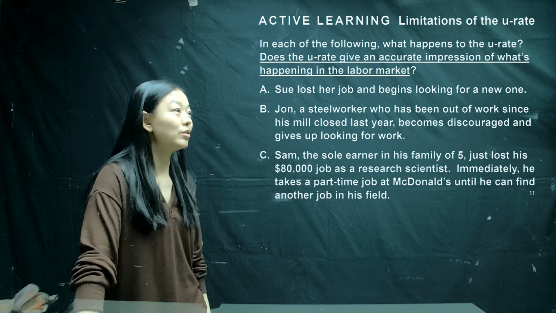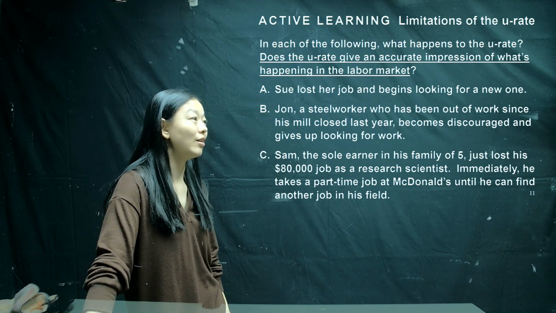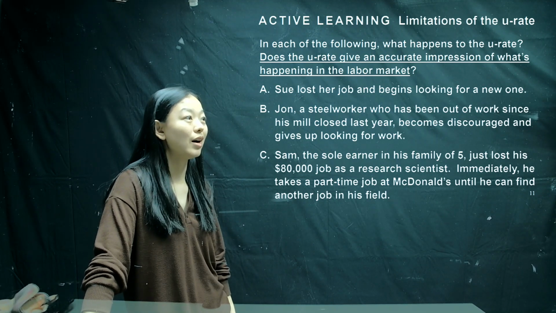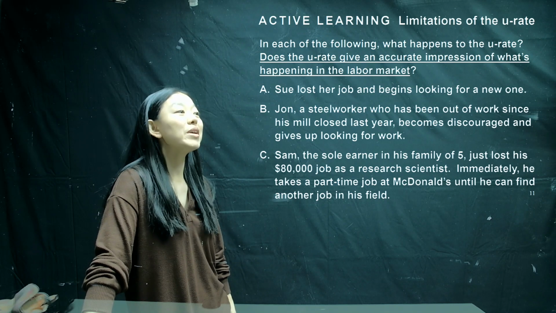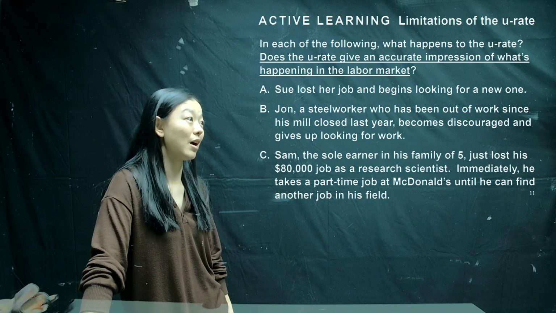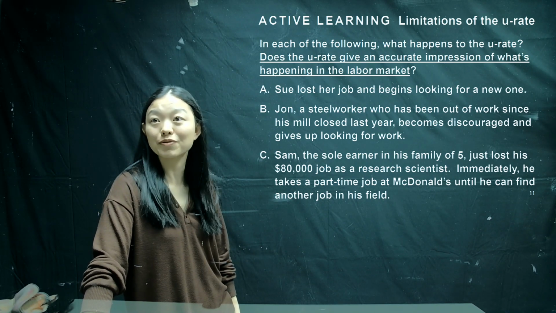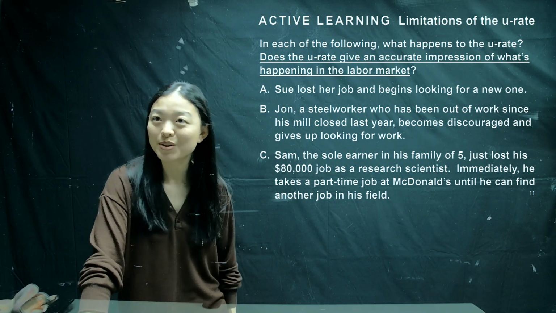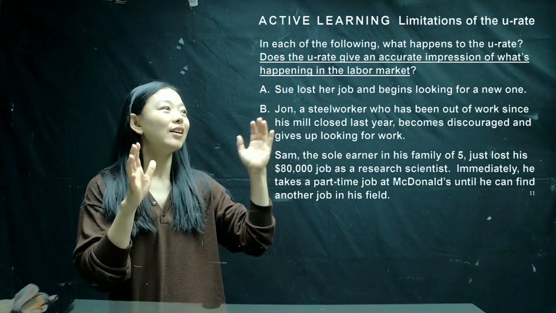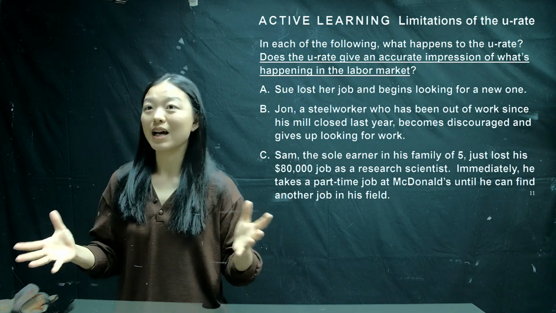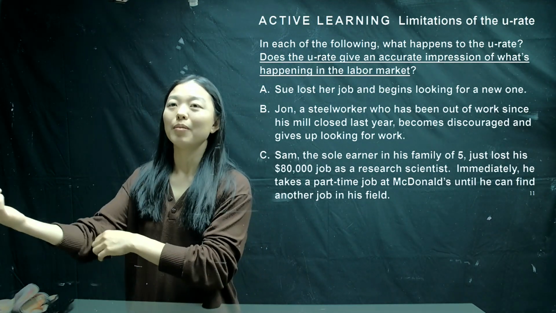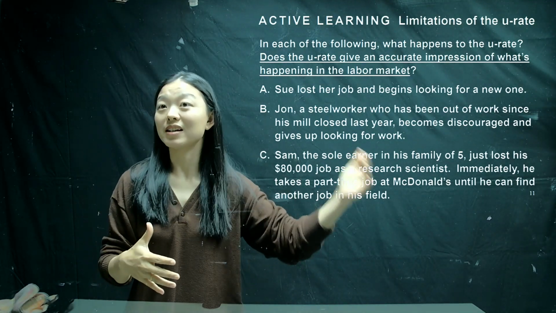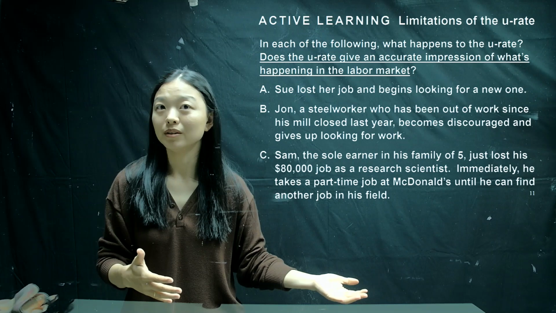Sam is the sole earner in his family of five. He just lost a job of $80,000 as a research scientist. Immediately, he took a part-time job at McDonald's until he can find a job in his field. What happens to the unemployment rate? You can see Sam had a full-time job, $80,000 per year, but he lost the job, and he immediately found a part-time job at McDonald's.